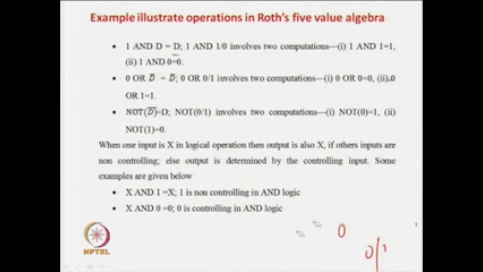Similarly, you can get another direct answer for NOT of D prime. D prime means 0 slash 1. If you invert it, you will get 1 slash 0, that is nothing but D. So, that is what they are saying. It again involves two computations, NOT of this and NOT of that. So, you get the answer.